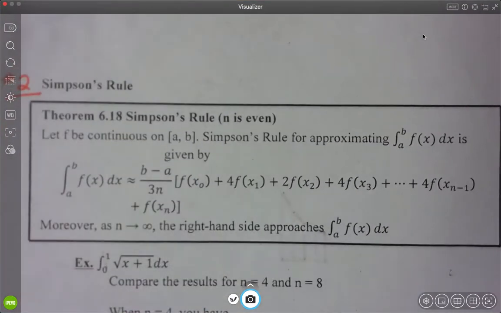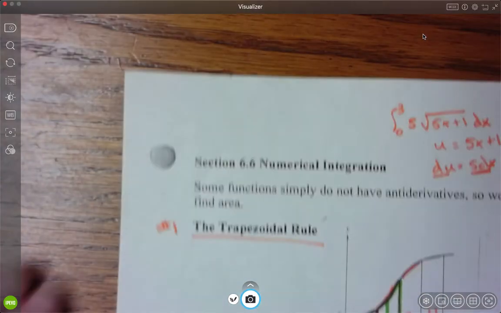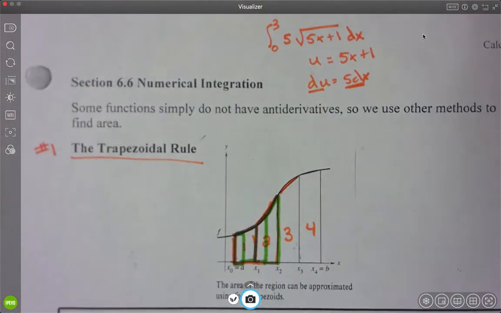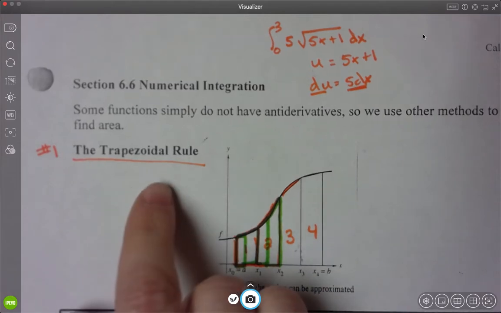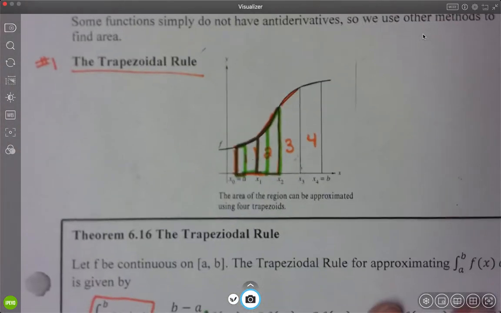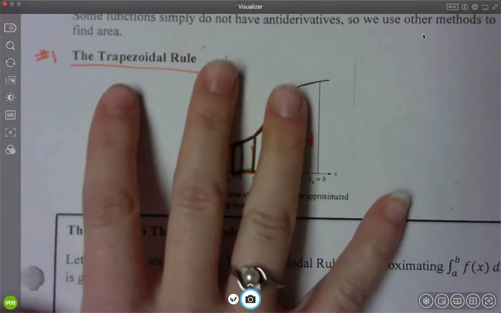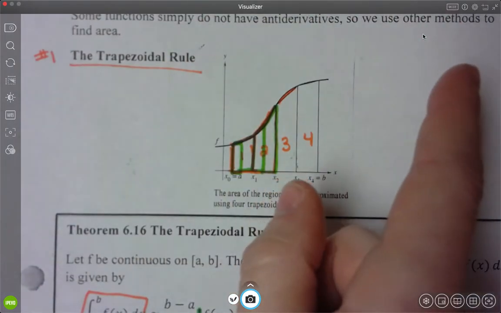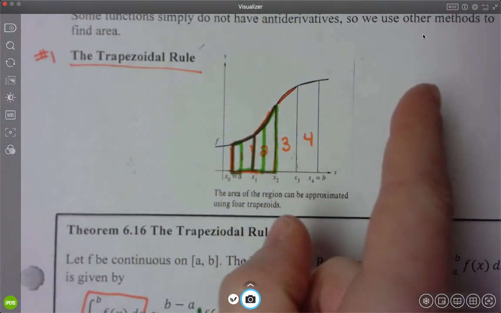Okay, Calc, this is the second half of 6.6. This is the last section of the chapter. We did the trapezoid rule for numerical integration in the last video, and I just want to summarize that a little bit again. This is the trapezoid rule, and then what we're going to do in this video is the Simpson's rule.